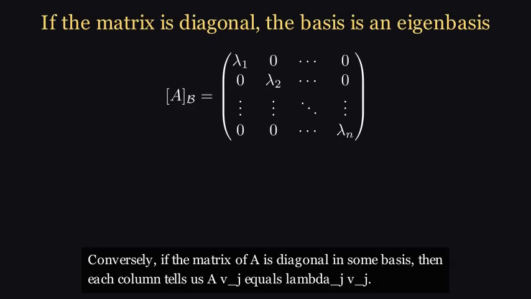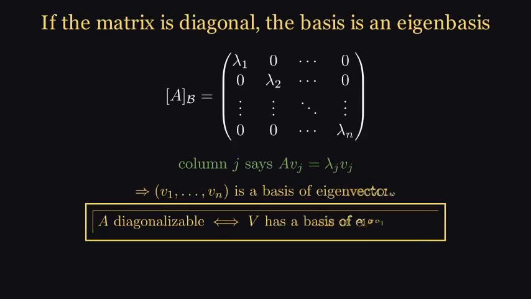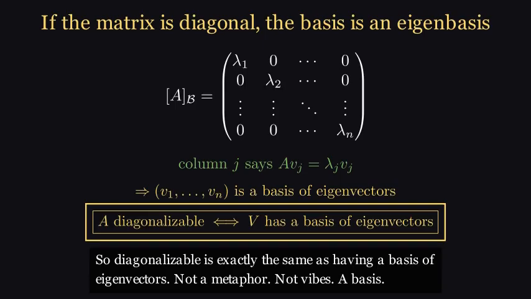Conversely, if the matrix of A is diagonal in some basis, then each column tells us A Vj equals lambda j Vj. So diagonalizable is exactly the same as having a basis of eigenvectors. Not a metaphor, not vibes, a basis.